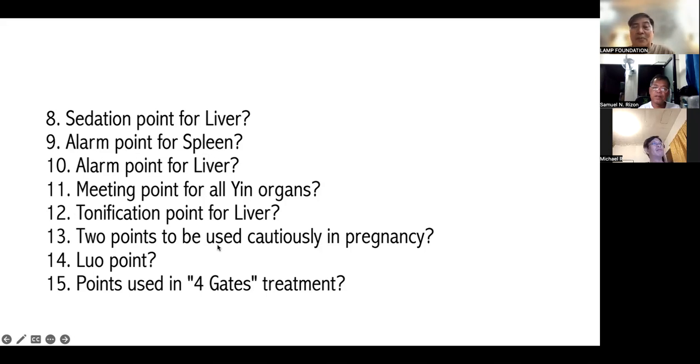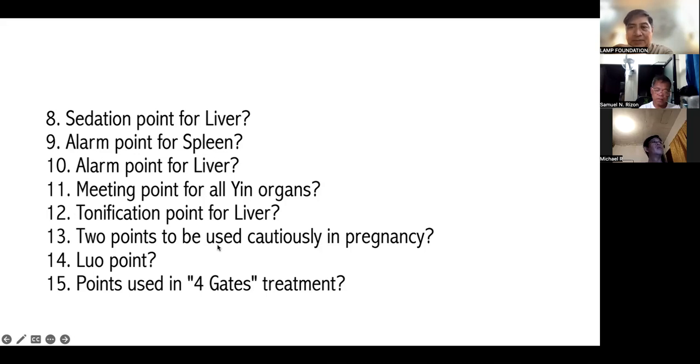Okay. 2 liver points to be used cautiously in pregnancy. LI4? No. And liver. 2 points. Kasi diba, liver, nakakaano sa uterus. Sa babae, diba? Kaya very ano talaga siya sa mga uterine problems. Liver 2 and 3 po, Doc. Very good. Wow. Liver 2 and 3. So, hindi naman sinasabing bawal, but you have to be very cautious.